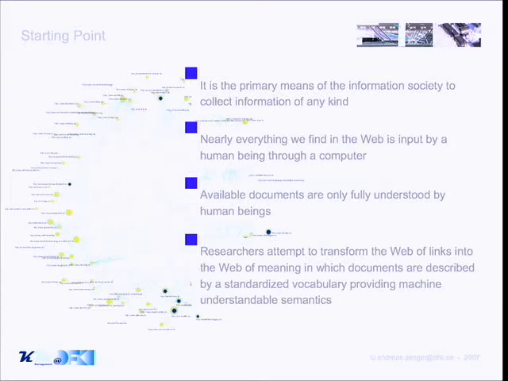So today, researchers attempt to transform the web of links into the web of meaning, in which documents are described by a shared vocabulary of people, providing a way for a machine to understand and derive meaning from this vocabulary.